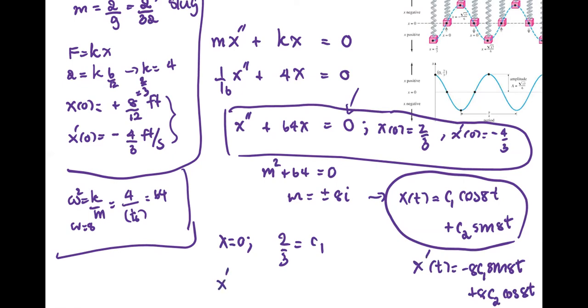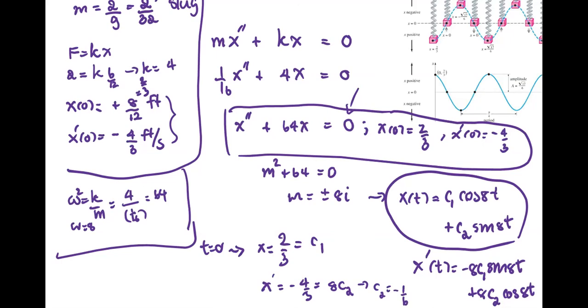X prime at t at 0, and the x prime, let me clean up real quick. So for t equals 0, x prime equals negative 4 over 3. Sine at 0 is gone, cosine 0 is 1. So negative 4 over 3 equals 8 times c2, or c2 equals negative 1 over 6.